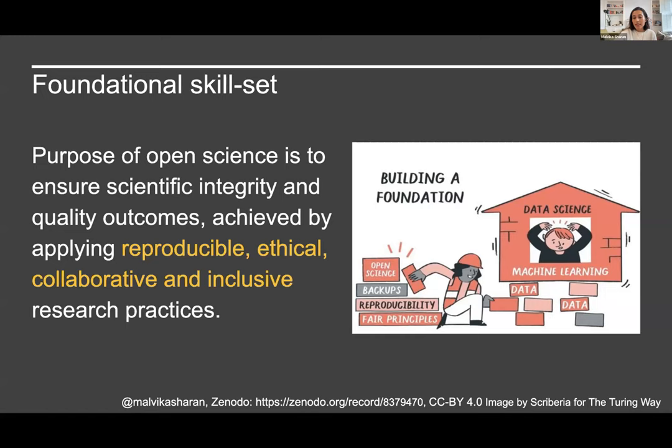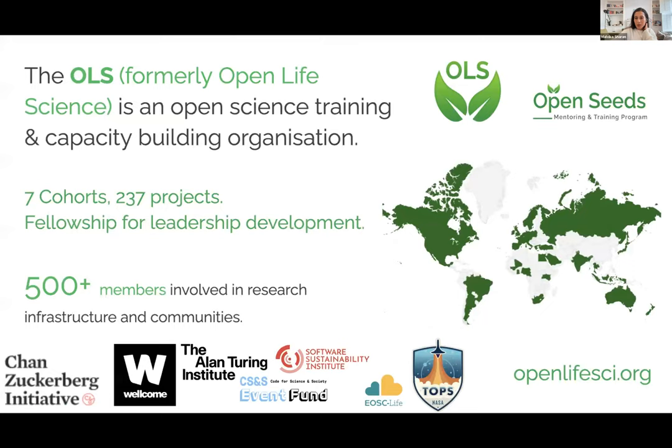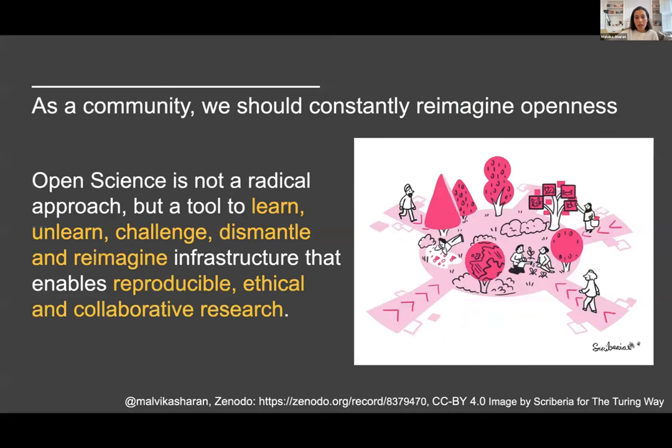This is something that we're really trying to push forward through the Turing Way. I want to just mention OLS, formerly Open Life Science, which I'm a co-director for. It's a training and mentoring program and a capacity building organization. This is one of the places where people who don't know how to apply specific open science practices to their own project can come and learn with us. We offer a 4-month free training program. We also offer micro grants and honoraria for anybody who is involved in this work. This is a different way of doing open science because it is nonprofit. It allows us to be a lot more flexible than an institutional way.